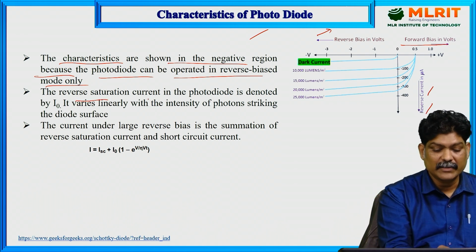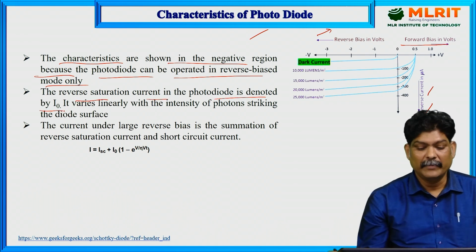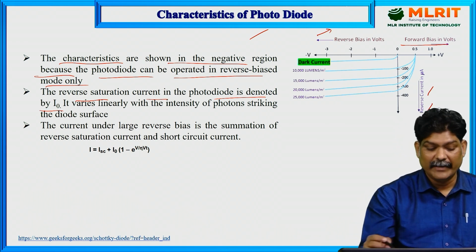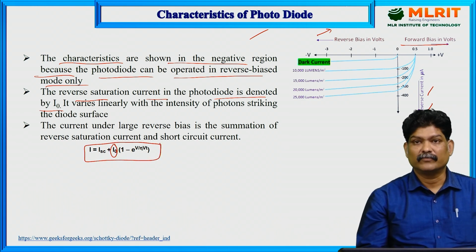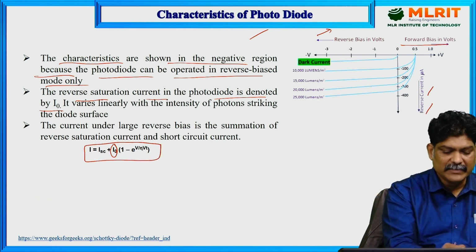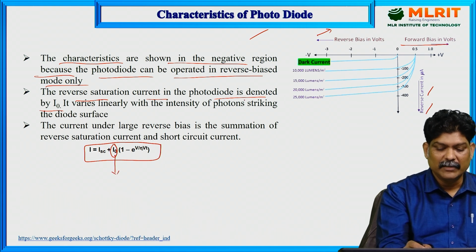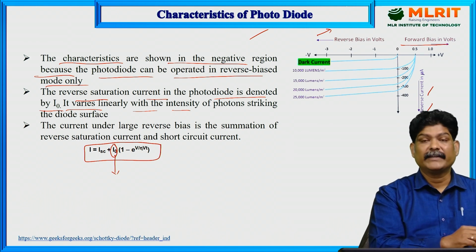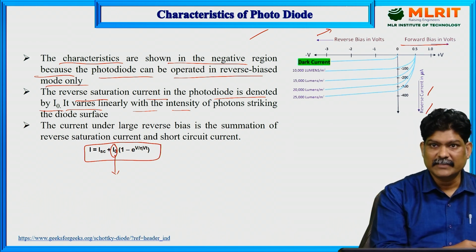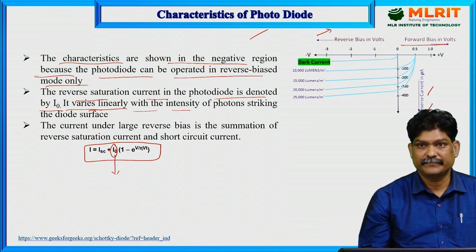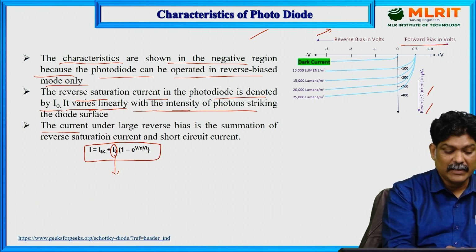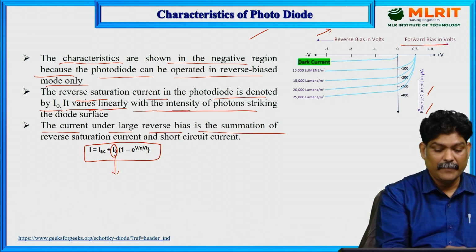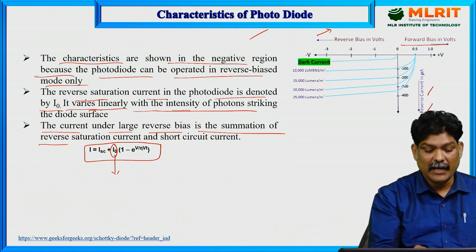The reverse saturation current in the photodiode is denoted by I0. You can observe here the expression for the current flowing through the photodiode. The reverse saturation current I0 varies linearly with the intensity of photons striking the diode surface. The current under large reverse bias is the summation of the reverse saturation current and the short circuit current.